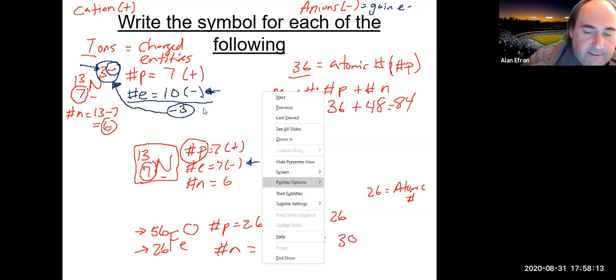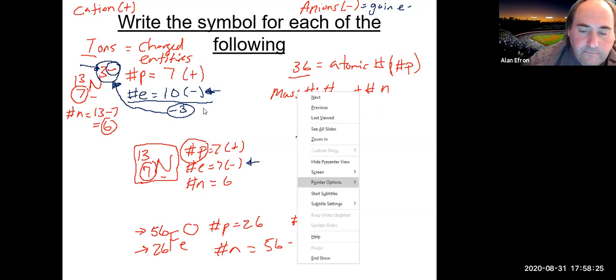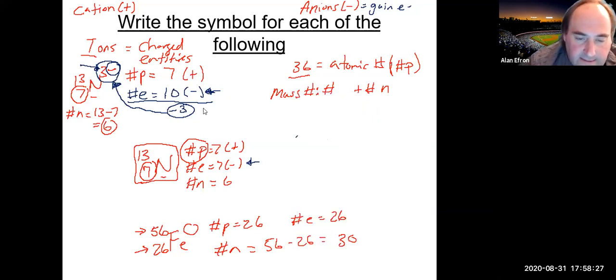Now, let's see what happens, though, if we do have a positive guy. So let's take a look at this guy down here. Erase a little bit of something so I got somewhere to write. Okay. Now, let's take this same iron, 56 and 26, and let's actually give it a plus 2 charge. So this iron has a plus 2 charge.